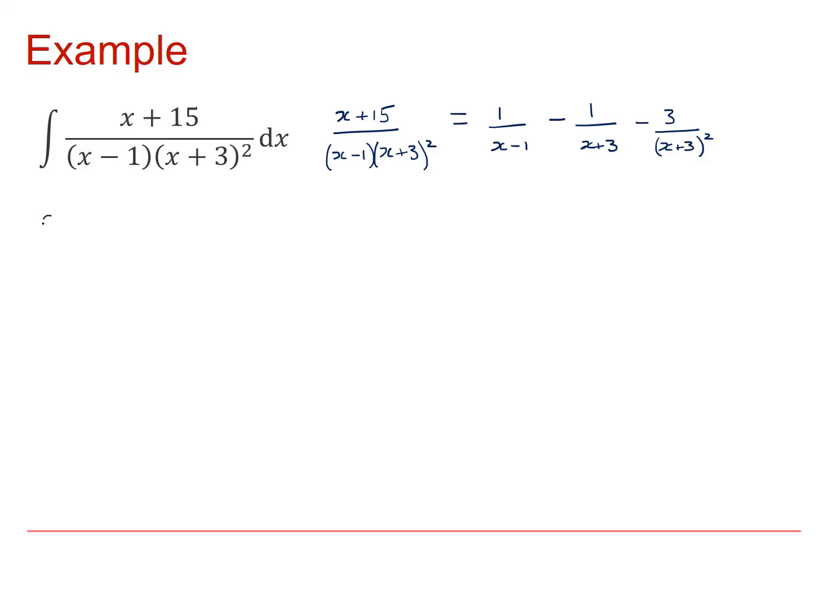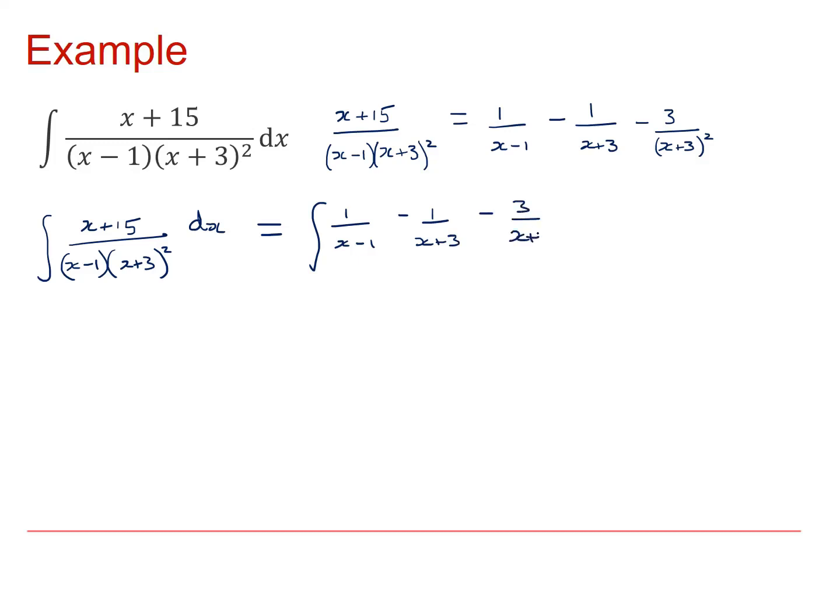So integrating this then, there's my original algebraic fraction, dx. Integrating this is actually just going to be the integral of these three fractions. So 1 over x minus 1, minus 1 over x plus 3, minus 3 over x plus 3 squared. And we treat these as effectively three separate integrals.